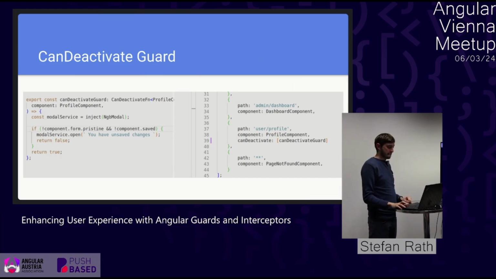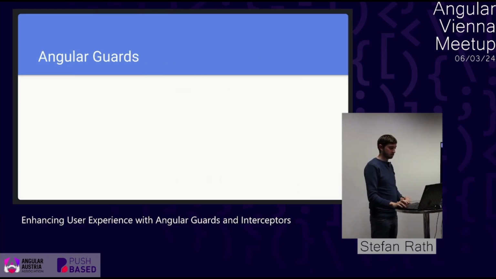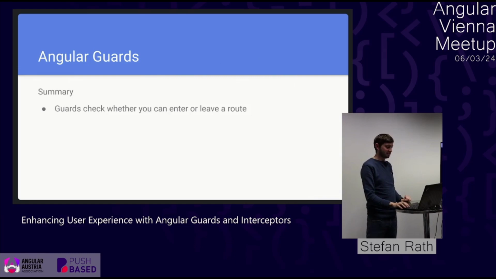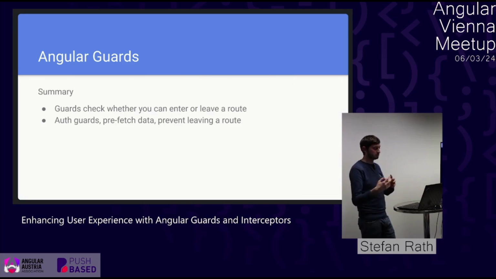Yeah, so just a few last words, famous last words about Angular guards. They check whether you can enter or leave a route. Guards, for example, prefetch data, as we have seen, or prevent leaving a route. And there are more guards.